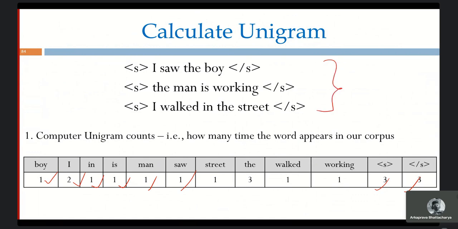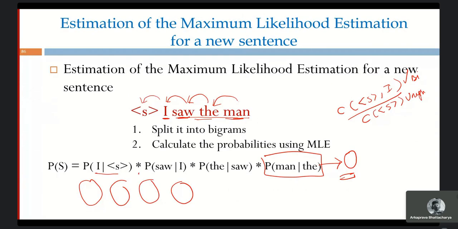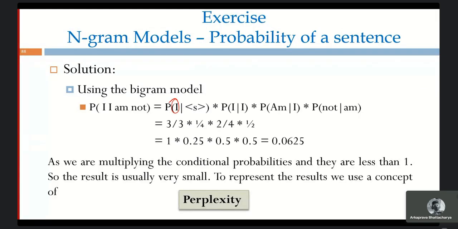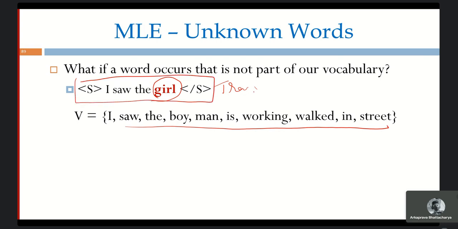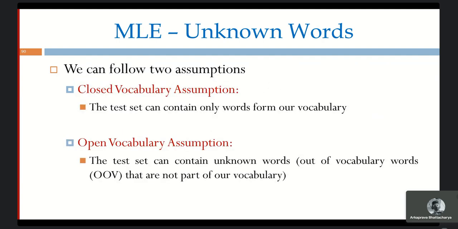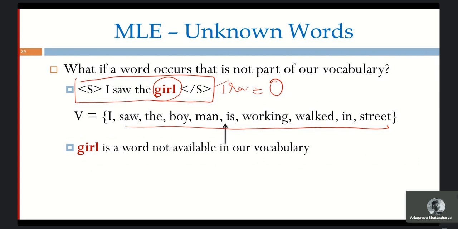Now I have trained my model on this data, so my vocabulary consists of I, saw, the, boy, man, is, working, walked, in, street. This is the vocabulary which I'll get from the data. Now you can see the word girl is not seen anywhere in the vocabulary or in the training data. So definitely, when I calculate the probability of this sentence, it will become 0.